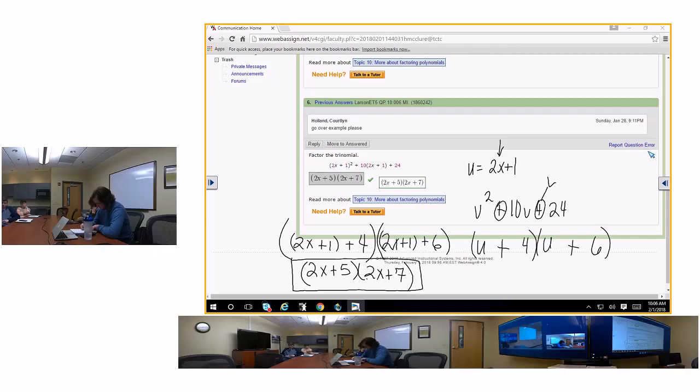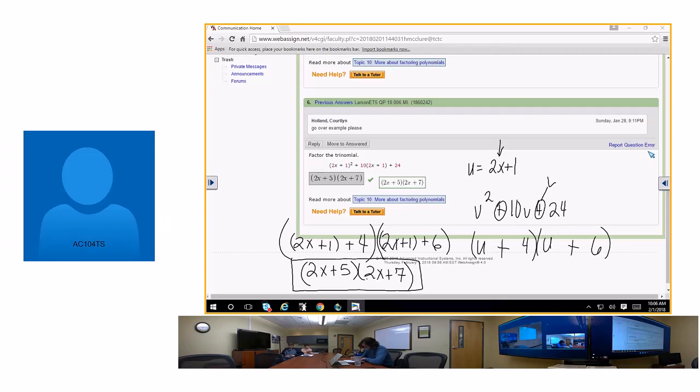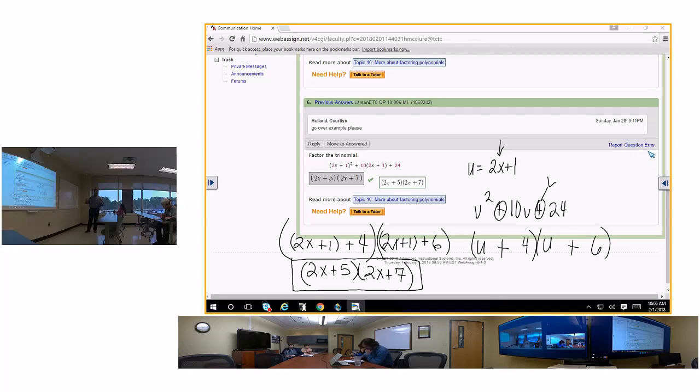You will see those on the test. Why? Because I'm trying to get you to remember U substitution, because it's called the same thing in derivatives. U substitution. Same thing in antiderivatives. U substitution.